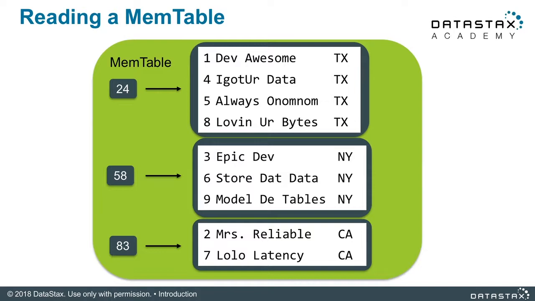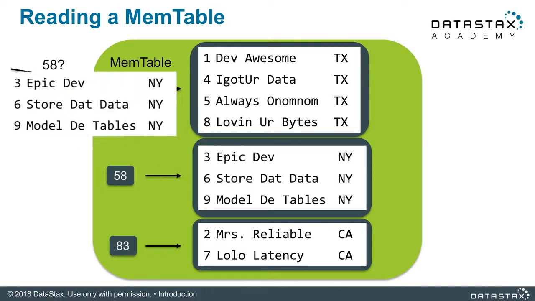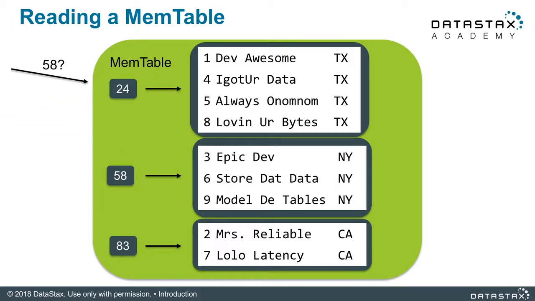Reading data from the mem table is straightforward. All Apache Cassandra has to do is look up the partition by its partition token. In this case, let's look for 58. It's a binary search. Go into memory, find where partition 58 sits, return the value. Not a big deal. Reading from the mem tables is epic fast.